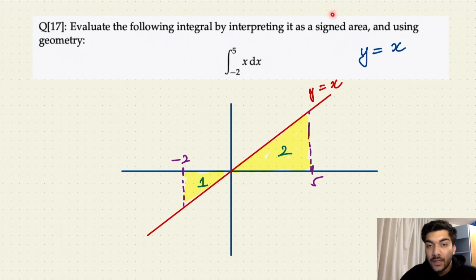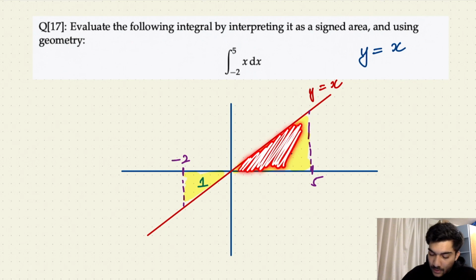As I already mentioned at the start of the video that we have to calculate a signed area, so whatever area that I'll calculate for my region 1 will be denoted with a negative sign because that area will be considered negative as it is lying below the x-axis, and the area for my region 2 would be considered positive because it's lying above the x-axis.